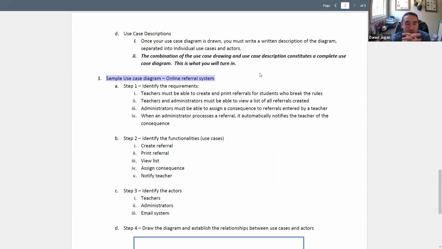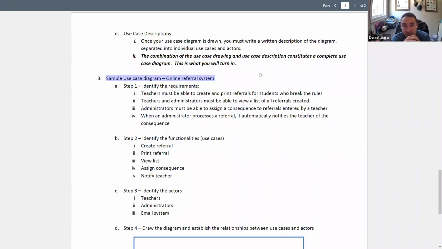So first thing that we're going to do is let's look at the requirements of the system. Number one, teachers must be able to create and print referrals for students who break the rules. Okay, pretty basic. That's the essence of what writing a student up means. Create and print referrals for students who break the rules.